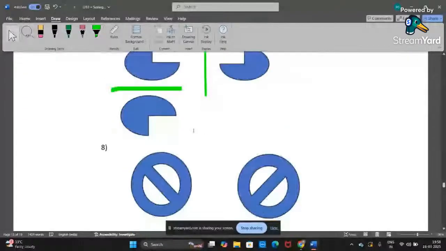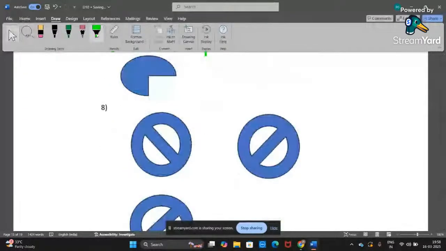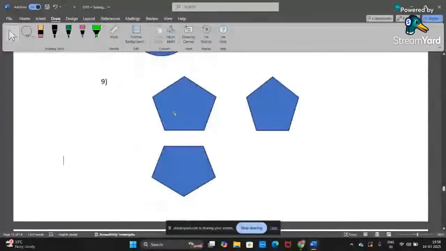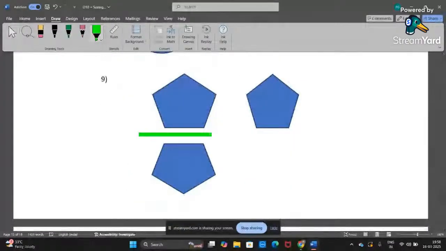Same way, if the mirror is placed here, it will look like this. If the mirror is placed here, it will look like this. If the mirror is placed here, it will look like this, and if I place it here, it will look like this. This is how we need to solve the spatial reasoning.